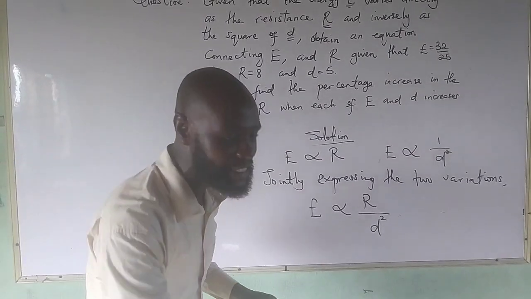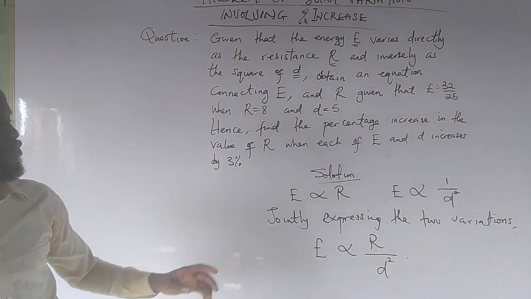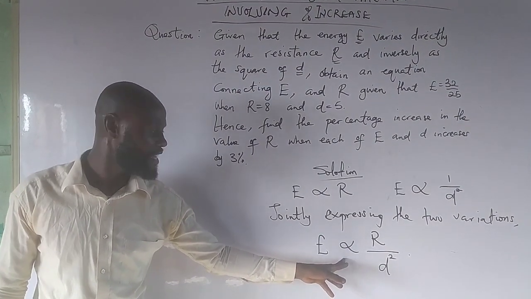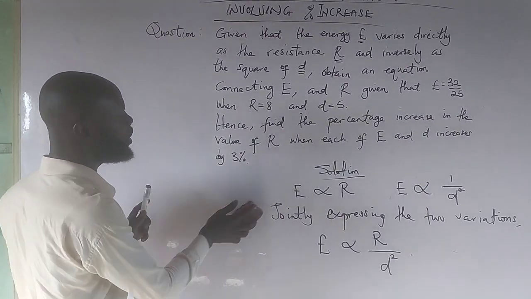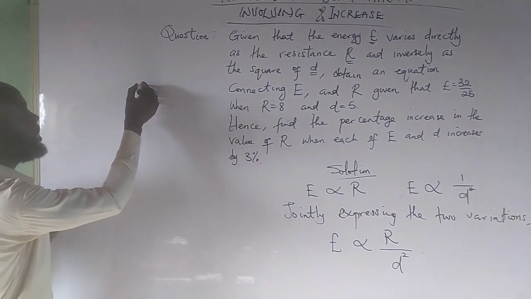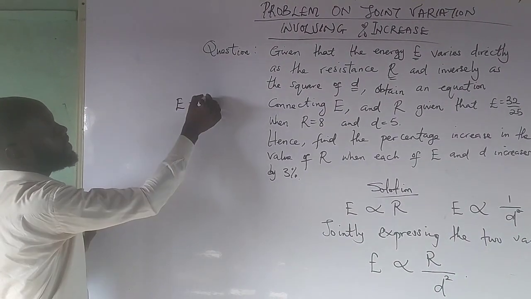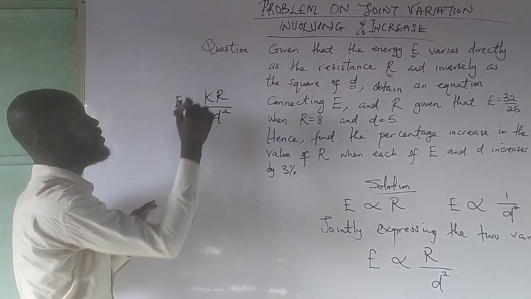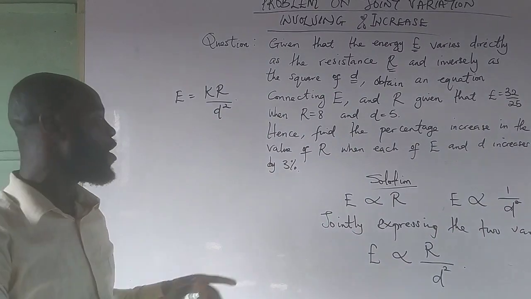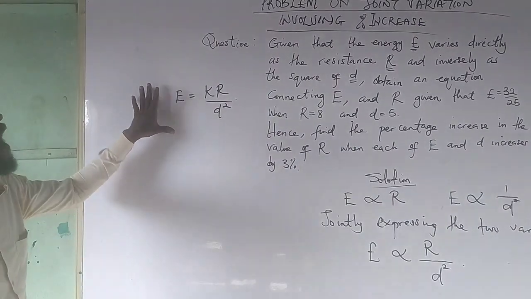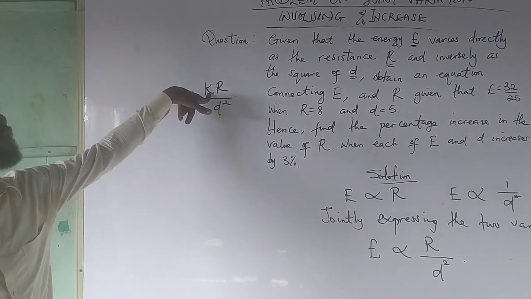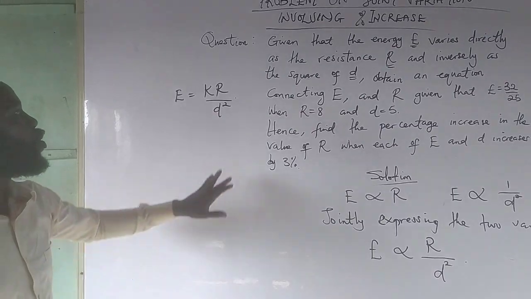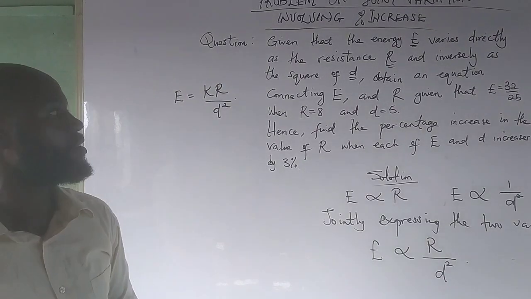But we are going to convert this variation to an equation by introducing a constant of variation. We want to convert it to an equation. So if we introduce a constant, we are going to have E equals KR divided by D squared, where K is called the constant of proportionality. So let us find the value of this K, because we want to find the value of K that can be substituted in this equation, which will connect all three parameters together.